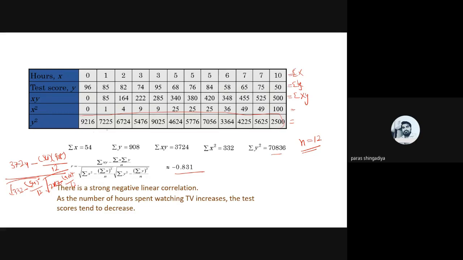So what does it mean? It is a strong negative linear correlation. As the number of hours spent watching TV increases, the test score tends to decrease. Now observe the value of x, it is in increasing form. The number of hours spent watching TV is increasing, but the test score as per the hours is in decreasing form. So that means a negative correlation between the data, and here is the conclusion of the example.